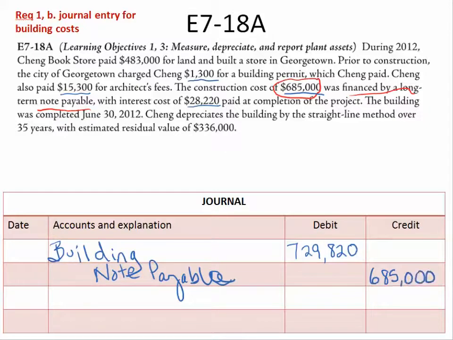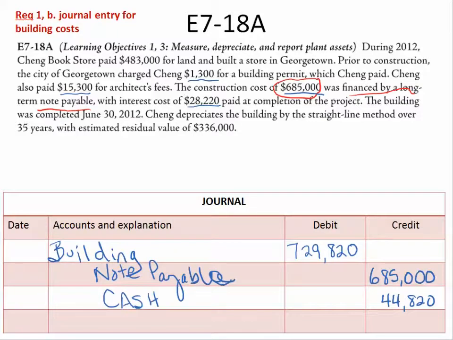Now, the other expenses up here, the $1,300 for a building permit, the architect's fee, and the interest costs, those are all going to be cash. If I add those three numbers up, the $1,300, the $15,300, and the $28,220, I'm going to get $44,820, and I'm going to credit cash. So that's my second journal entry.